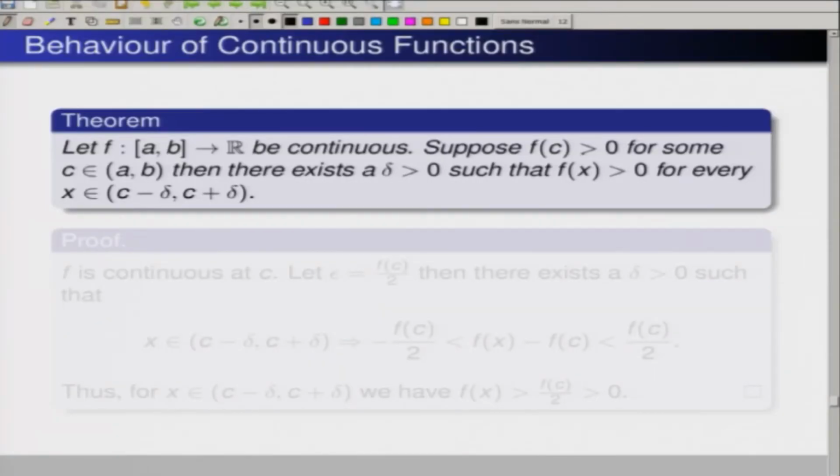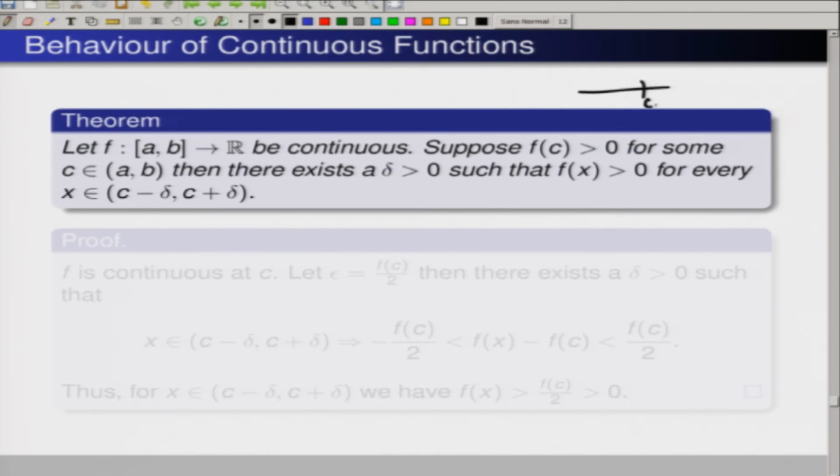So, that is what it says. Suppose f of c is positive, f is a continuous function and c is lying in some open interval (a, b). Then there exists a delta greater than 0 such that f of x is positive for every x belonging to the neighborhood (c minus delta, c plus delta).